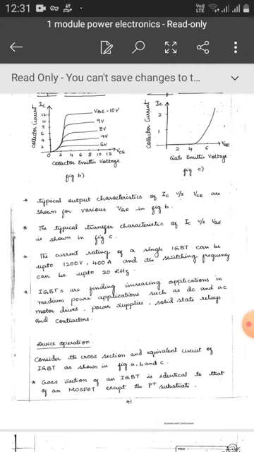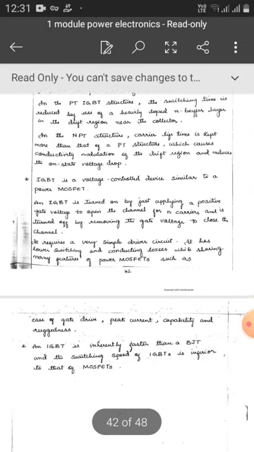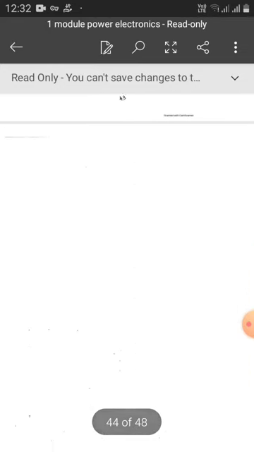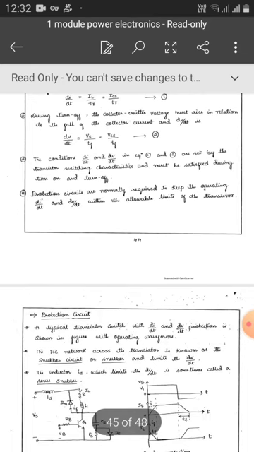IGBT is the popular device nowadays. IGBT has a simpler drive circuit and it has low on-state losses. Next class we will discuss the dI/dt and dV/dt limitations.